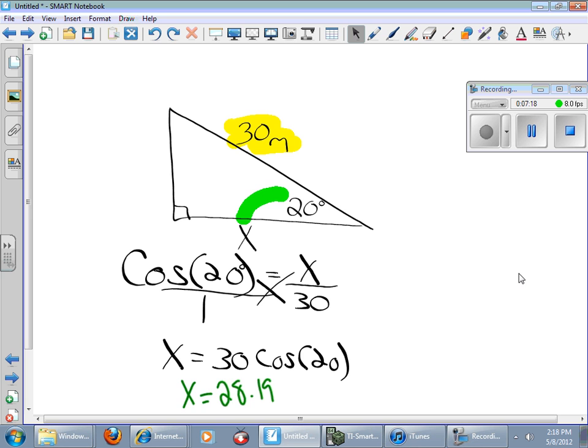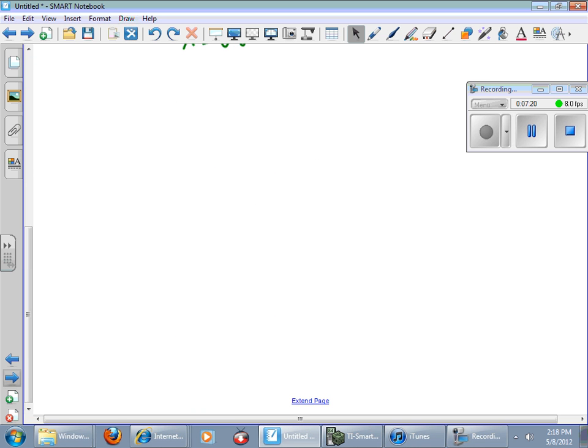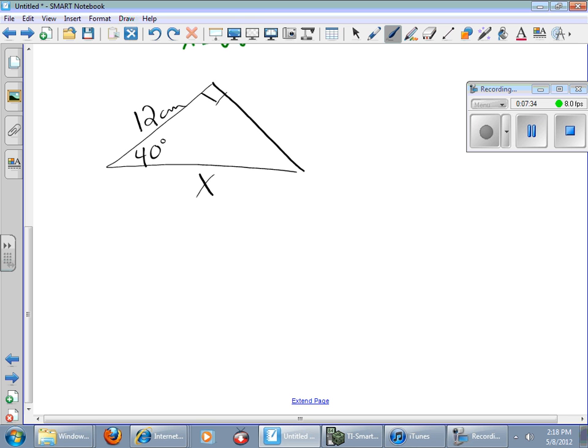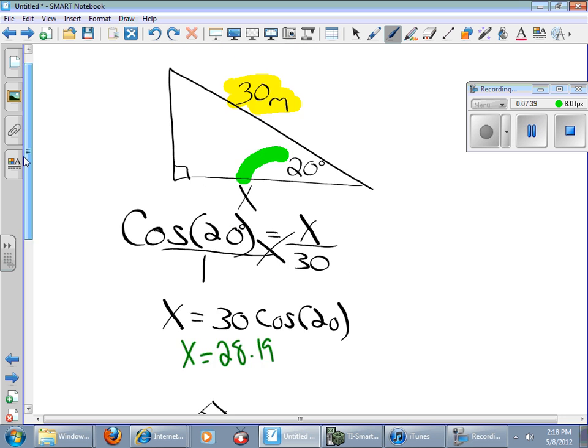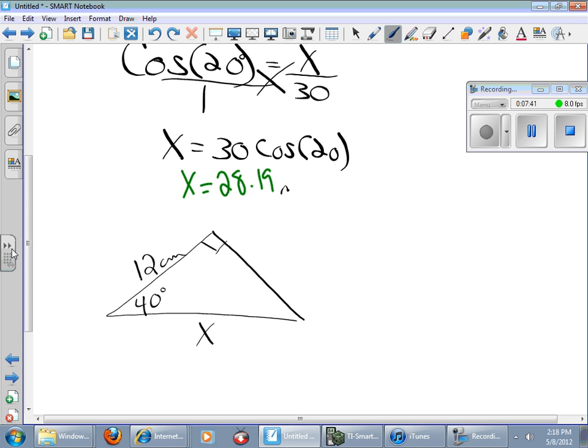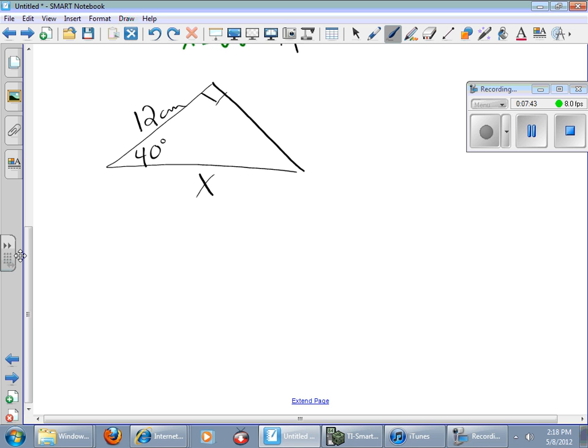It really is. If I have a right triangle like this, where I'm looking for the hypotenuse, and I know maybe this is 40 degrees, and I know this is, I don't know, 12 centimeters, right? Oh, did I forget the label on this one? Yeah, that should be meters. Sorry. Okay.